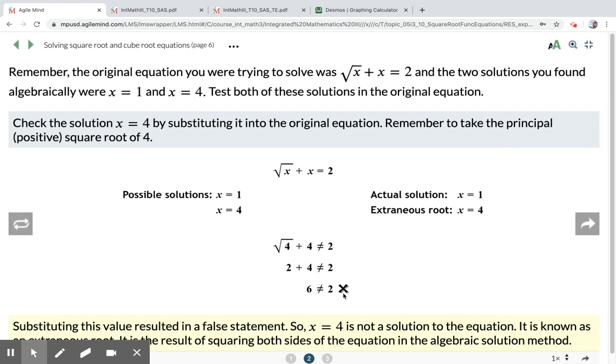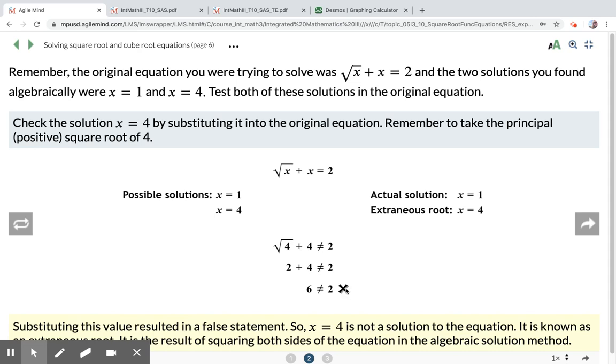And this happened because we squared both sides. Remember what we were saying earlier in the lesson that negative 3 squared does give me 9 and 3 squared gives me 9. But negative 3 is not equal to 3. We know this. So that's why you can get an extra solution, an extraneous root, when you square both sides.